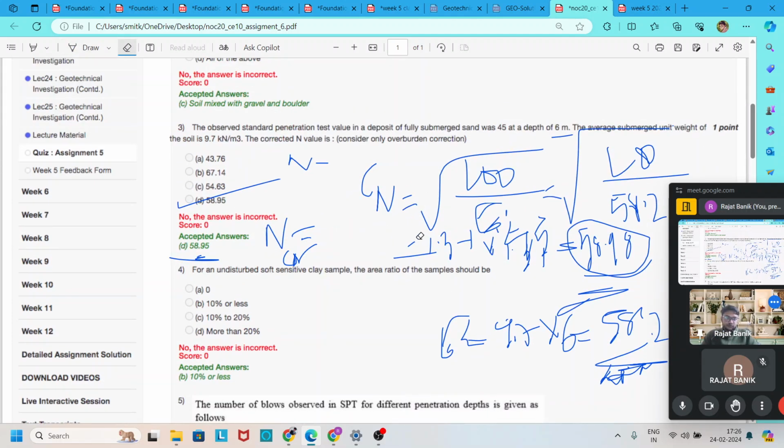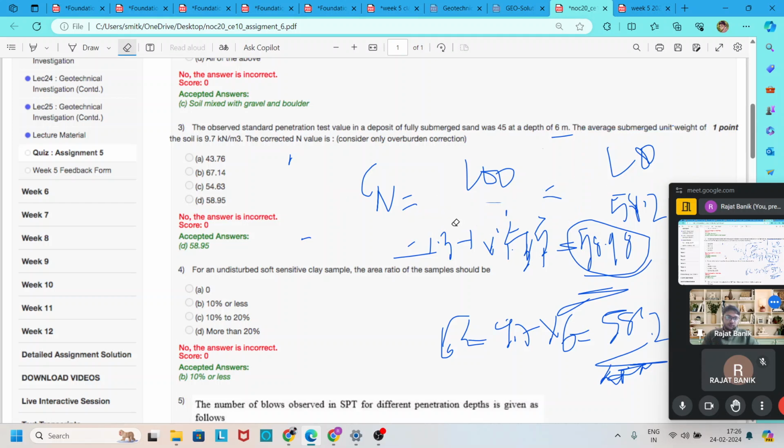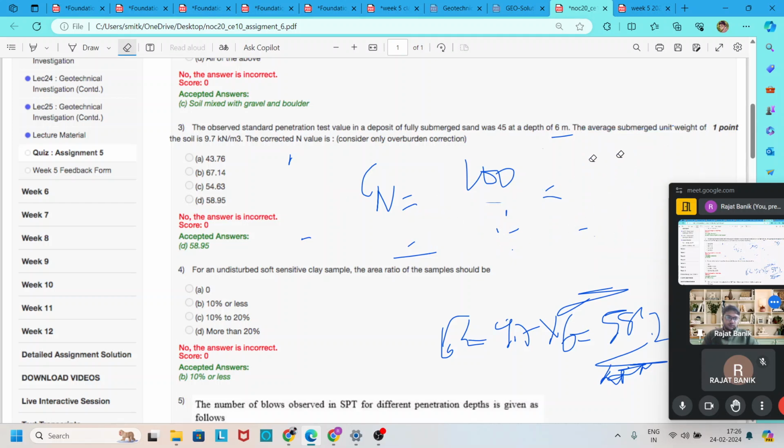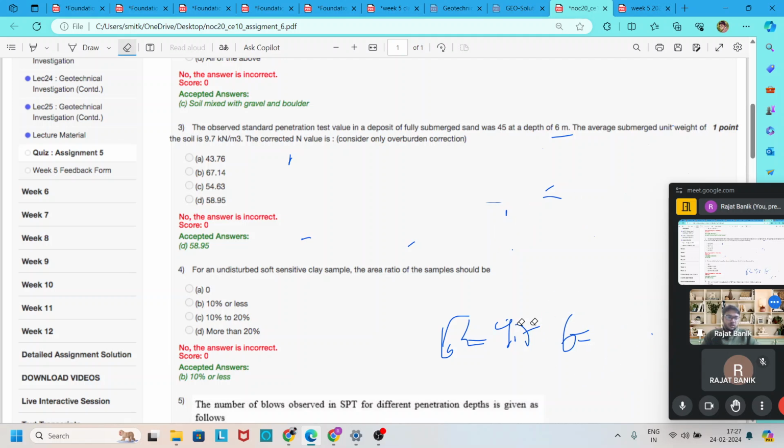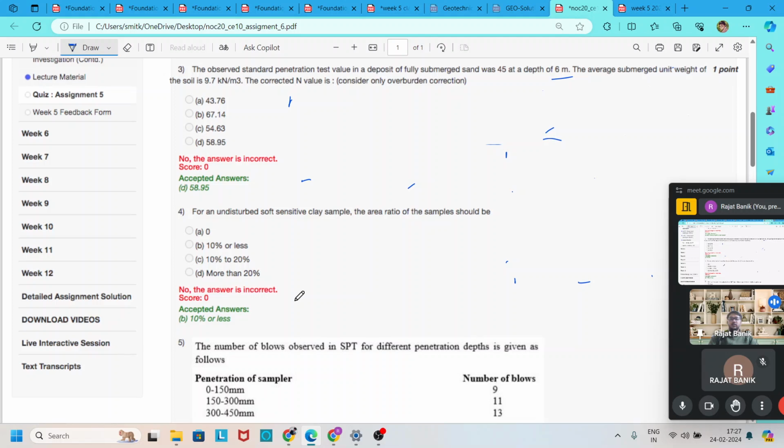Then we move on to question number 4. It is said that for an undisturbed soft sensitive clay sample, the area ratio of the sample should be: option A is given 0, B is 10% or less, C is given 10% to 20%, and D is given more than 20%.